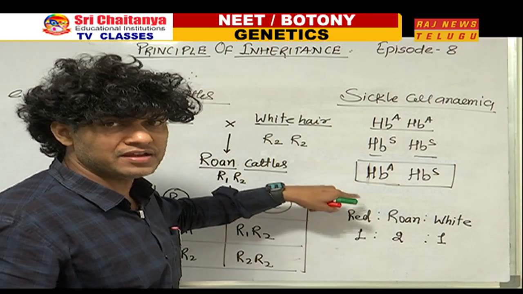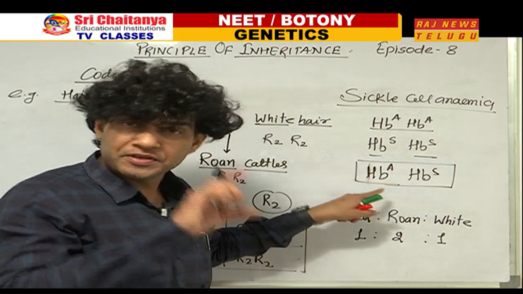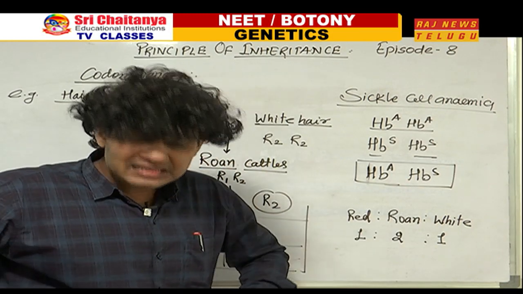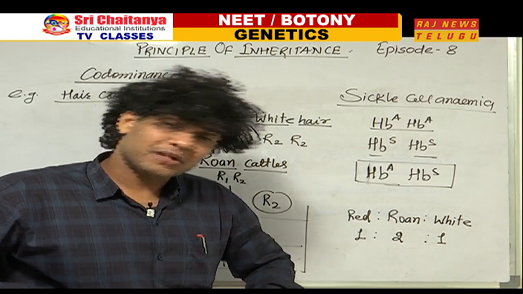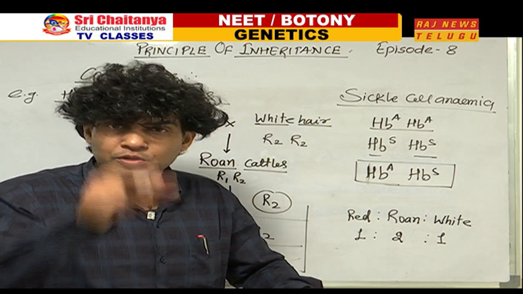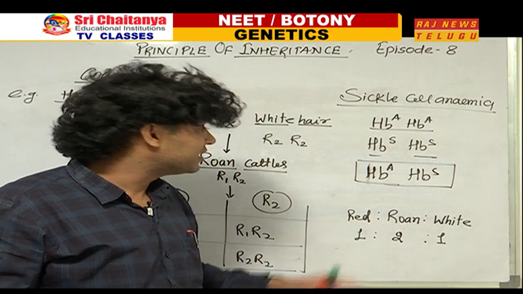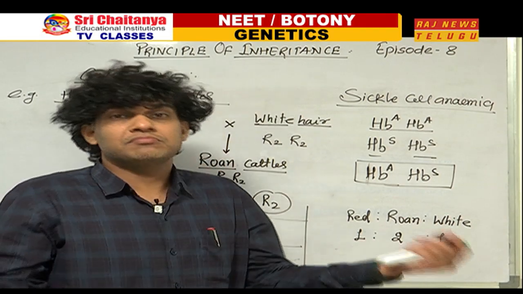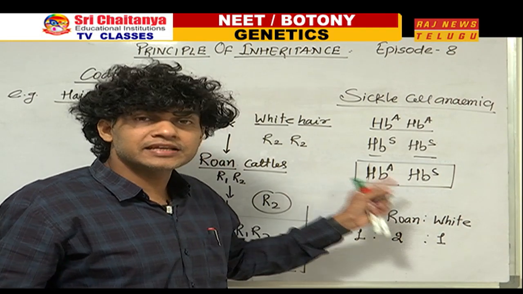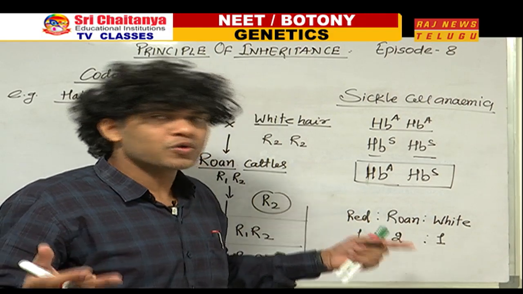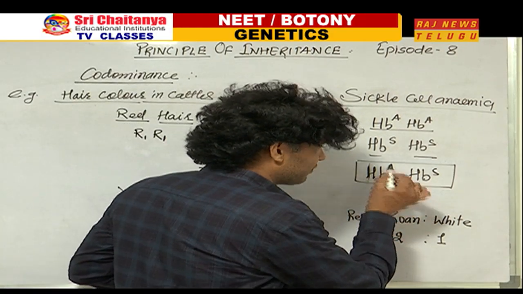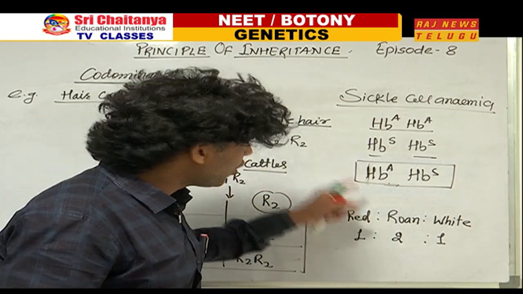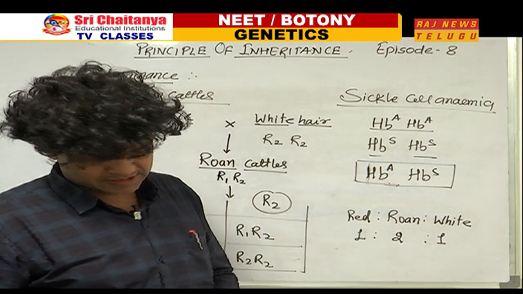patient having one gene HbA means normal gene and one gene HbS means mutant gene, then in such an organism some of the RBCs would be normal biconcave and some of the RBCs would be sickle shaped. Means two types of RBCs within the same organism is the case of what? Sickle cell trait, means is the case of what? Codominance. So this heterozygous condition for sickle cell anemia, technically I use the word sickle cell trait, is also an example of codominance.